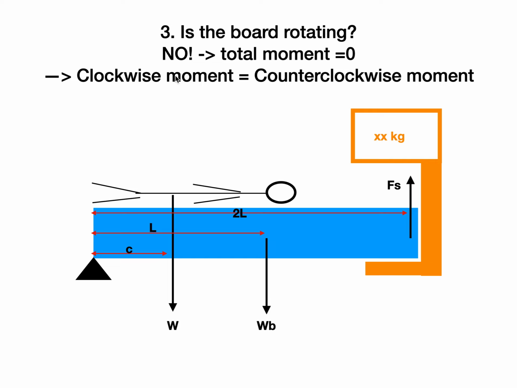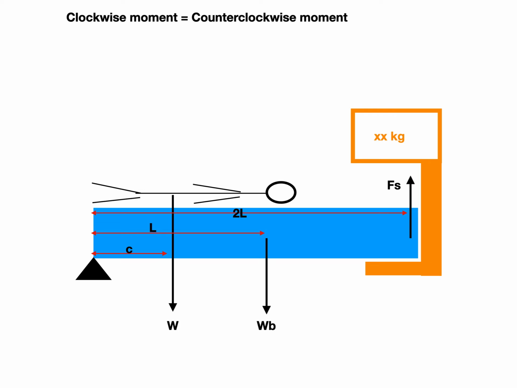Okay, so next step is to identify all the clockwise moment and all the counterclockwise moment. So let's take a look at each force. For the human body, the body weight, is it rotating the board clockwisely or counterclockwisely? It's rotating clockwisely, right? So it's a clockwise moment. And how about the weight of the board? It's also a clockwise moment, right? And how about the force at the end of the board? It's in this direction, which rotates the board counterclockwise. So it's a counterclockwise moment. So the concept is clockwise moment equals counterclockwise moment.